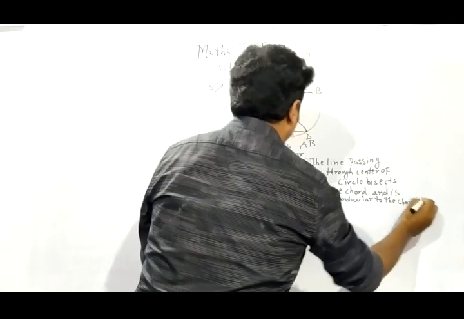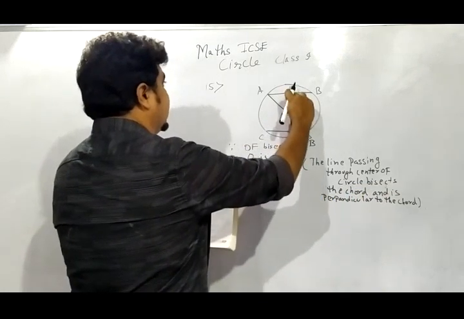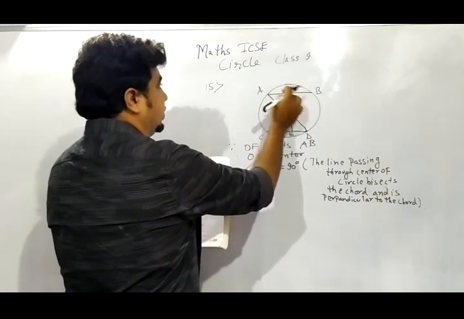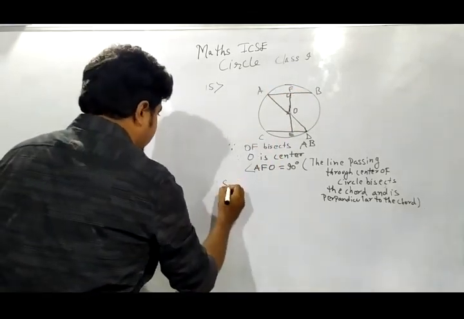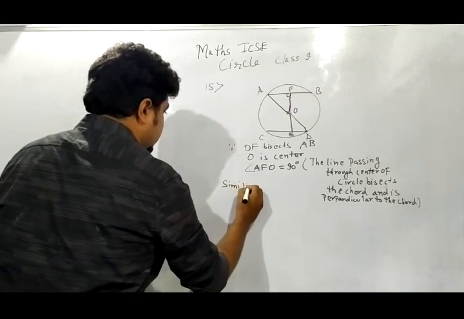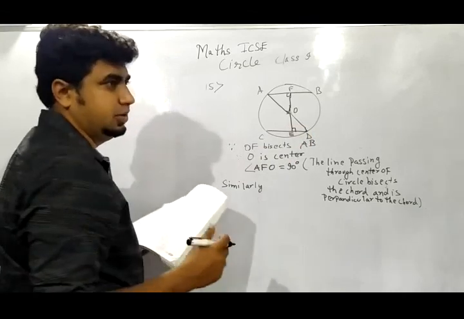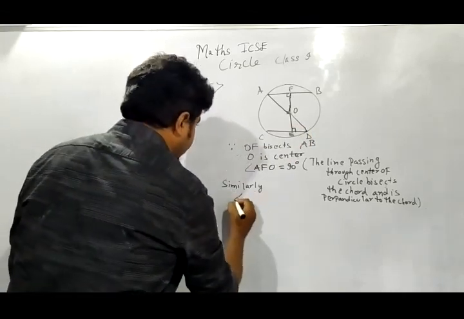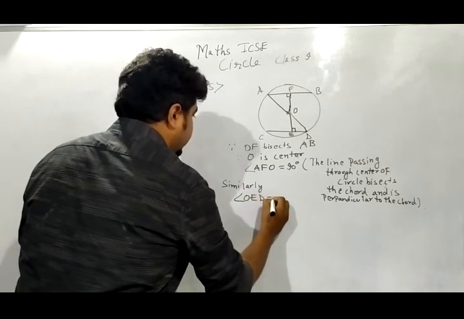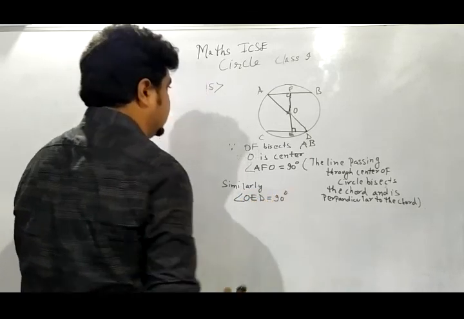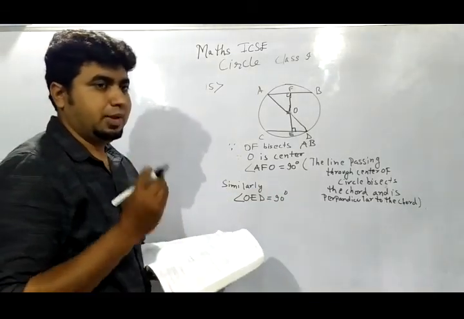That is the theorem, as I explained earlier also, that the line passing through the center means OF is perpendicular to the chord, meaning the chord AB. And similarly we can say this angle will also be 90 degrees. This angle will also be 90 degrees. Angle OED is equal to 90 degrees. Now I have to prove that these are parallel.